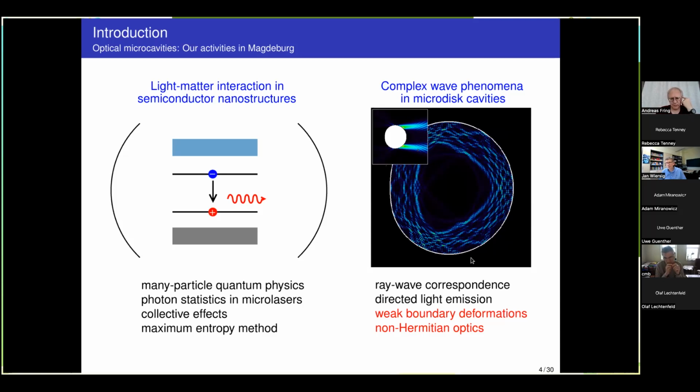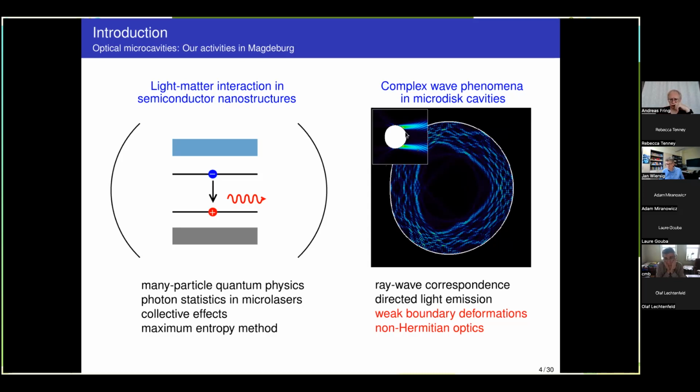The other half of the people is doing what I may call complex wave phenomena in microdisk cavities. So for instance, we study what happens if you deform such a microdisk cavity. This is interesting because there's an interesting ray-wave or classical-quantum correspondence, if you want. There's also, from the application side, it's interesting because you can achieve directed emission. You can see this here in the inset.